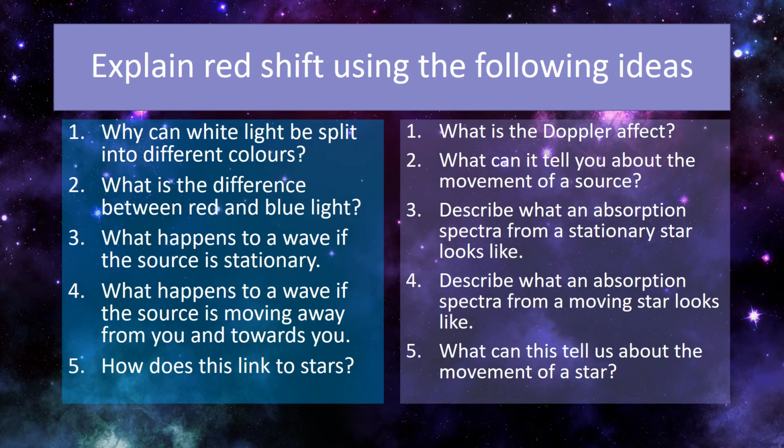Okay, so let's go through them. Why can white light be split into different colours? Because the colours have different wavelengths. And if you can't remember, the wavelength is measured in meters, and it has this symbol, lambda.